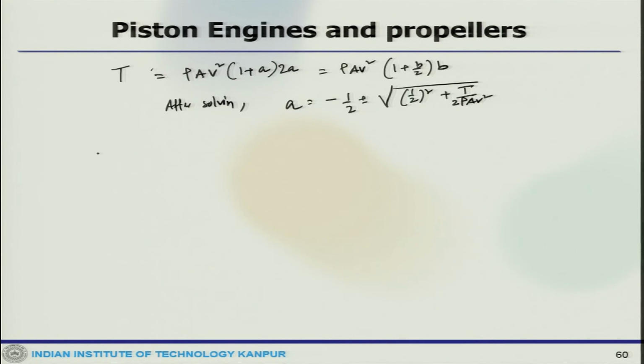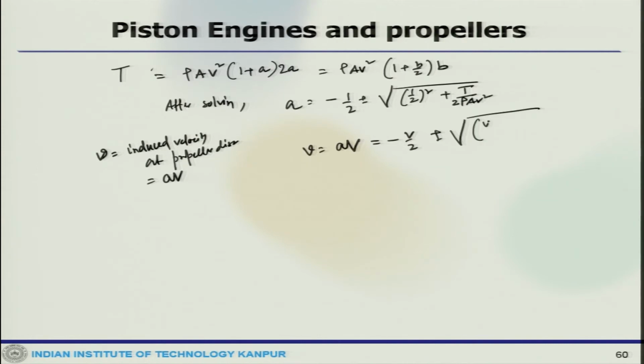Now, let us say small v is the induced velocity at the propeller disc and can be written as A into V, then what we get is small v equals minus V by 2 plus or minus square root of (V by 2) square plus T by 2 rho A. Also, we get B equals minus 1 plus or minus square root of 1 plus 2T by (rho A V square).